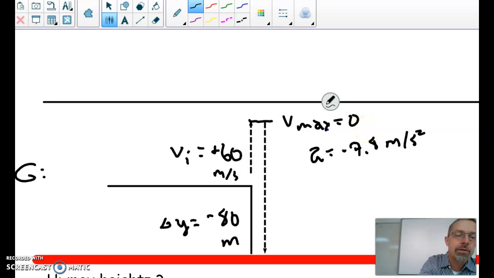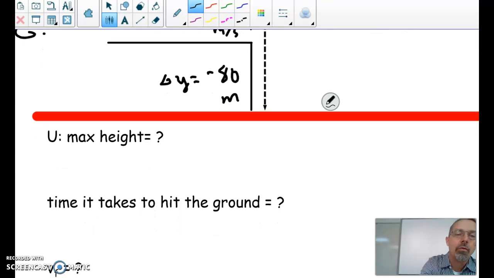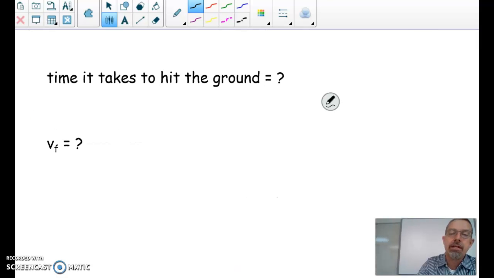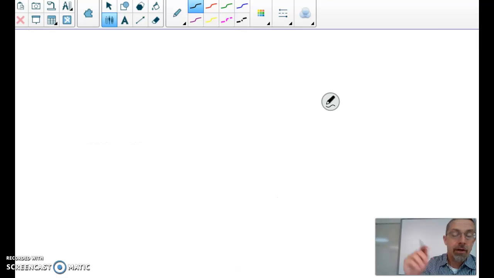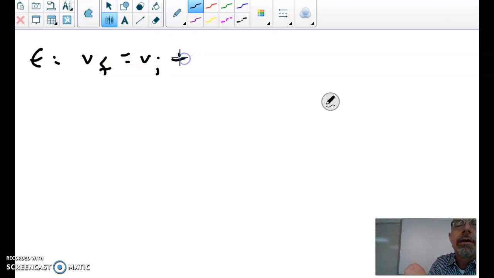Okay, so what questions might we have from this? We could ask, what is my maximum height? How long does it take to hit the ground? And what is my final velocity when hitting the ground? Okay, so let's take each of these in turn. Now there are a couple of ways we could solve that first one. For the first one, the equation that I could use would be VF equals VI plus AT, but unfortunately I don't know the time here, so that equation doesn't end up being very good.